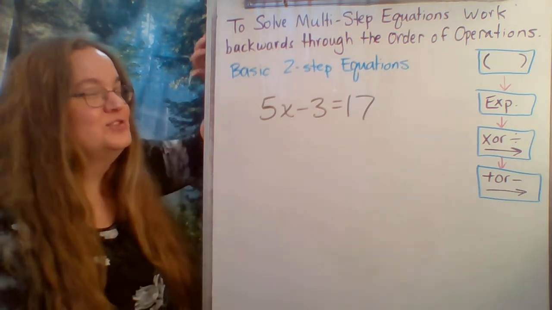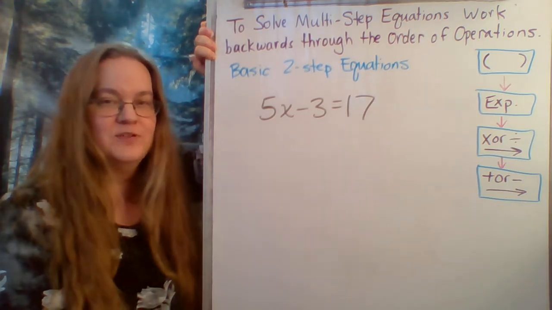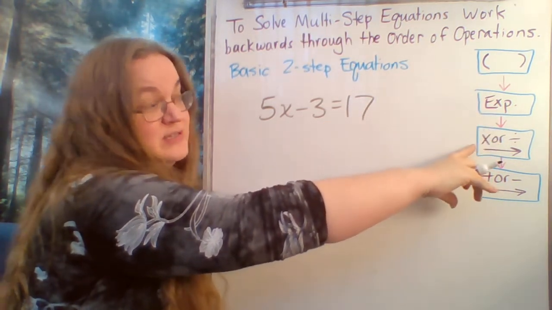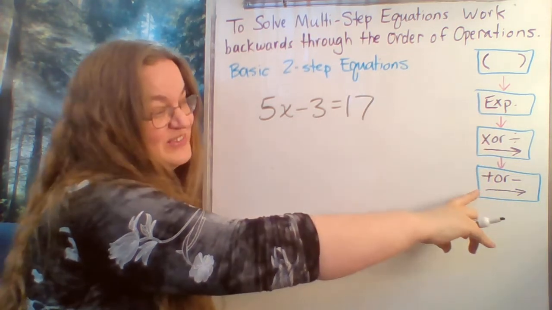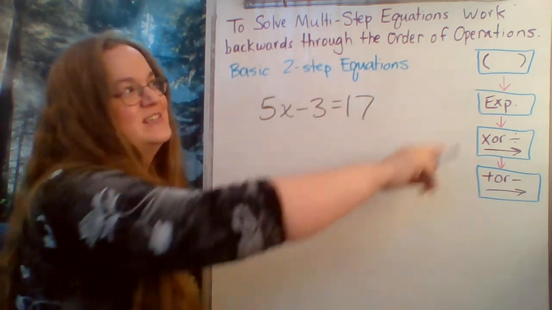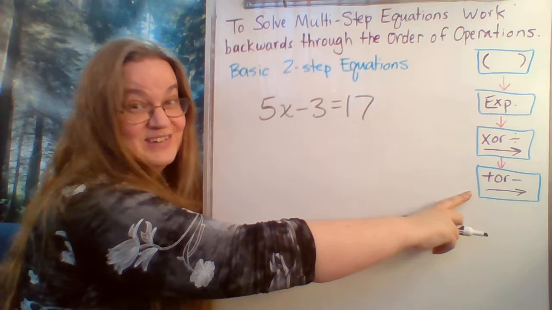So to start, you should understand that when we're solving equations, we're actually working backwards through the order of operations. With the order of operations, remember we have grouping symbols, exponents, multiplication or division from left to right, and then addition or subtraction from left to right. So when we solve equations, instead of starting at the top of the order of operations, we're going to take care of the adding and subtracting first.